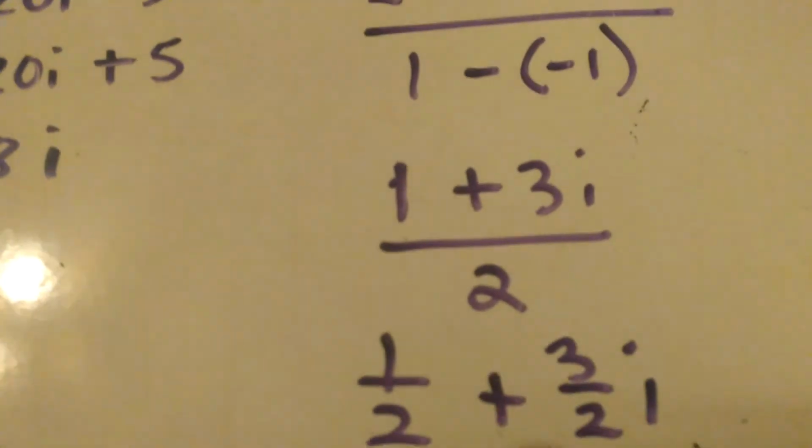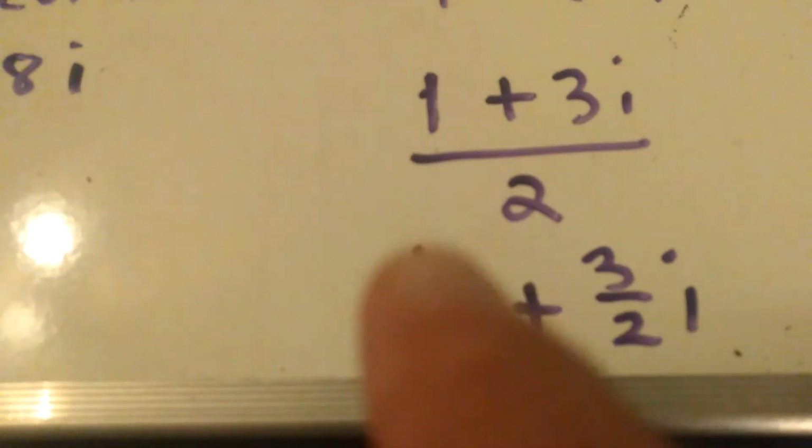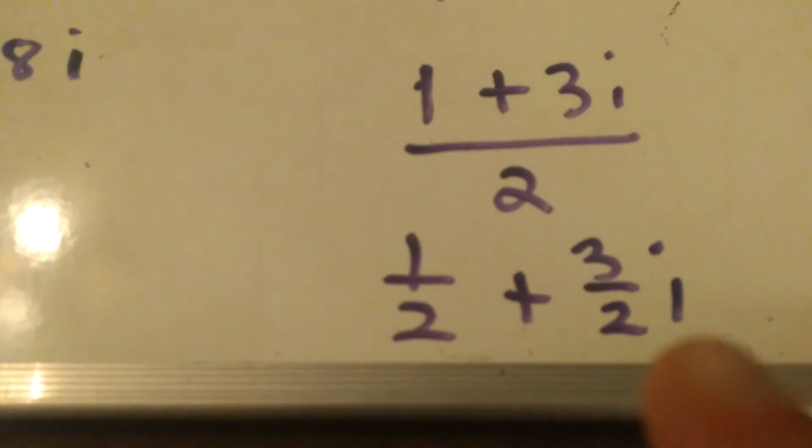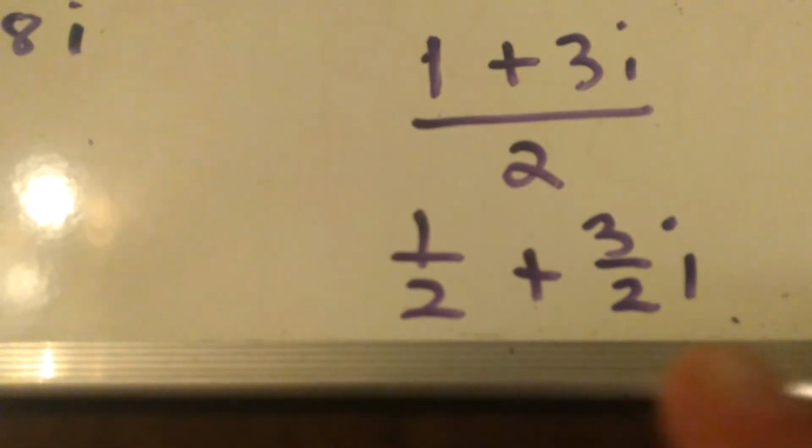And if I want it in a plus bi form, I move the 2 underneath the 1 and get 1 half. I move the 2 underneath the 3i, get 3 halves i. Now I'm in a plus bi form.